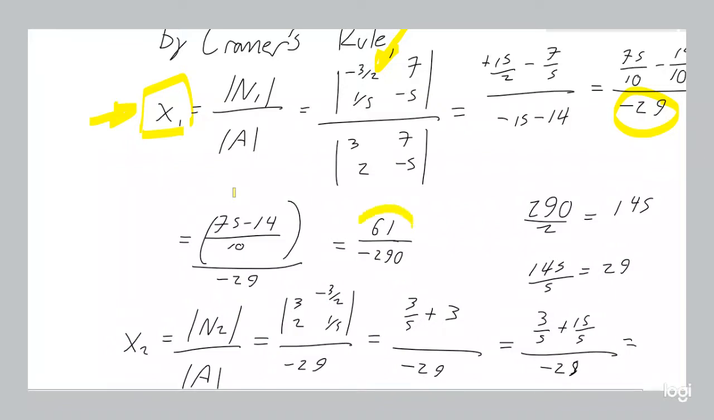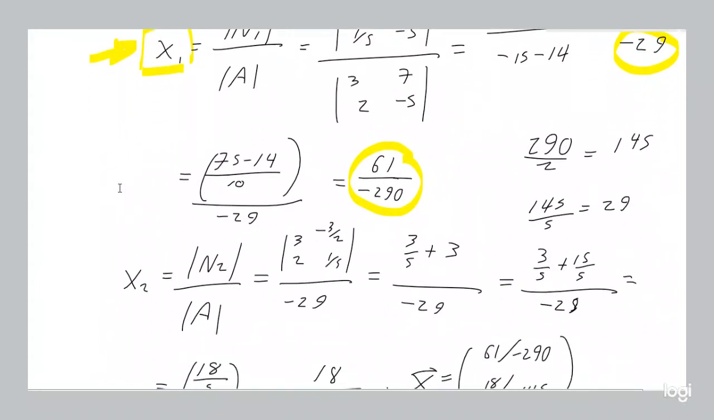61 out of negative 290. Okay, so that's how we'll leave it, right? We won't be reducing that any further. Okay, and then x2, it's going to be n2, the determinant of n2 divided by the determinant of A. We already know the determinant of A, negative 29, and so we just need the determinant of n2.